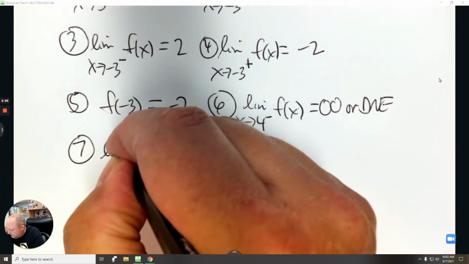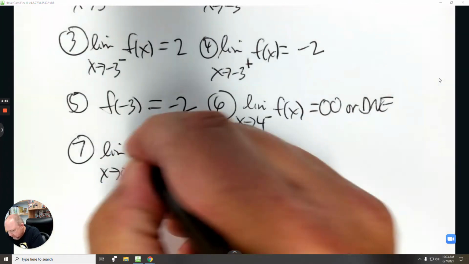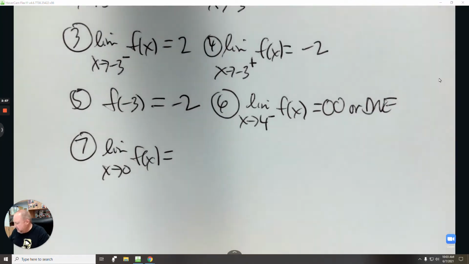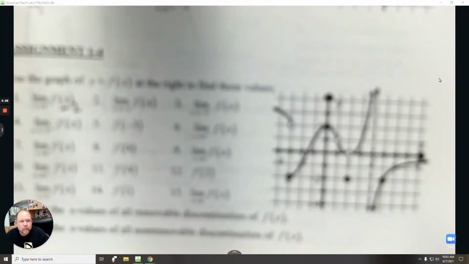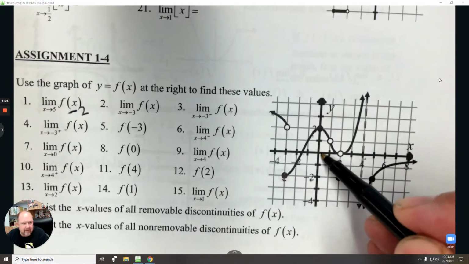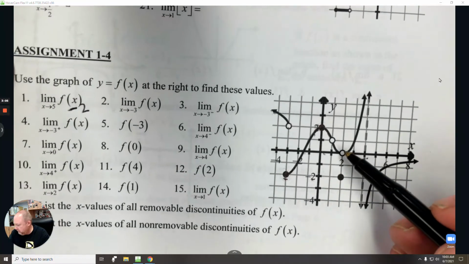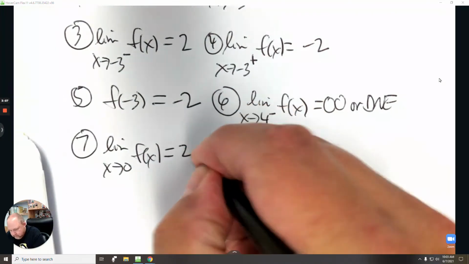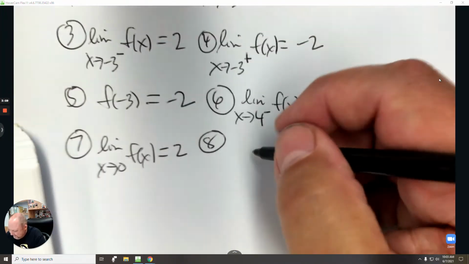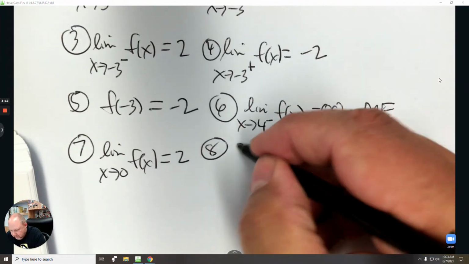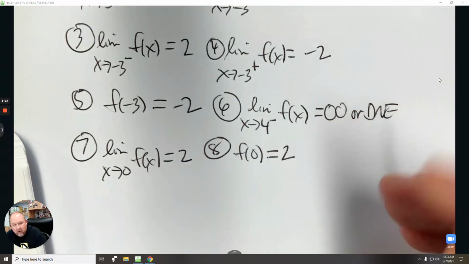Number 7. The limit as x approaches 0 of f(x). So look at 0, and then think, what's the limit there? Both the left and the right agree the answer is 2. Number 8, what's the function value at 0? And that answer is also 2.